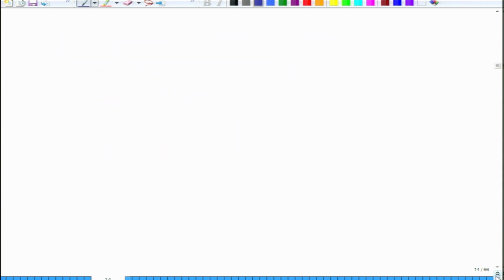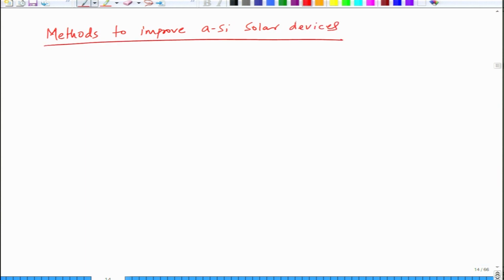The methods generally employed to improve amorphous silicon solar devices: one is to control the degradation. So, basically you do passivation, which means you put more hydrogen within the system, and improve deposition. Improved processing and passivation will lead to less degradation.